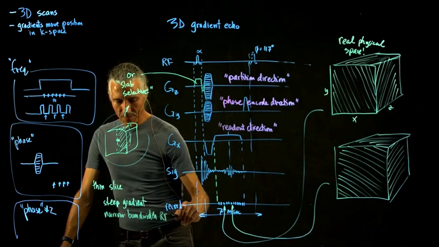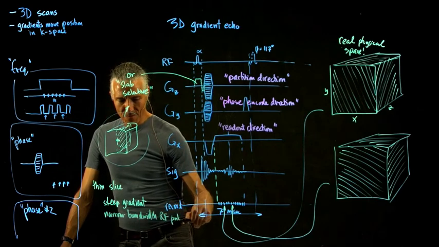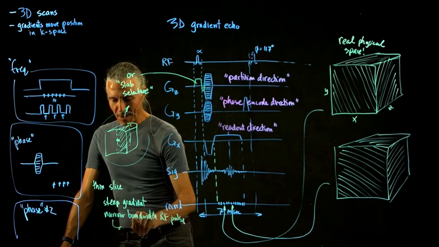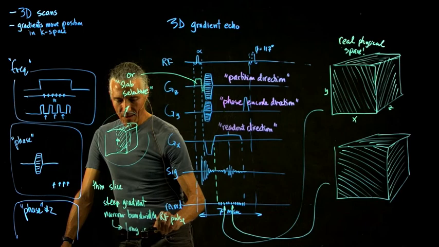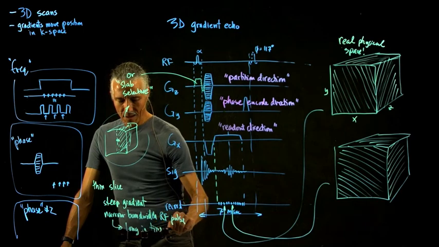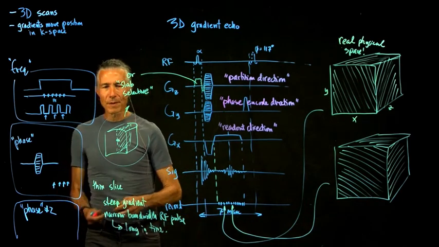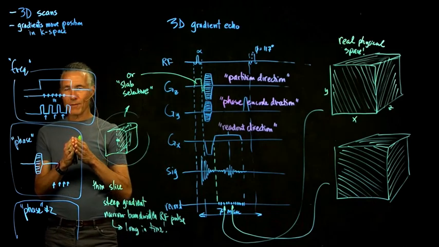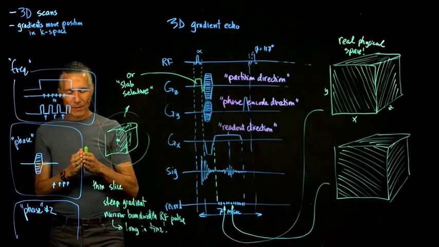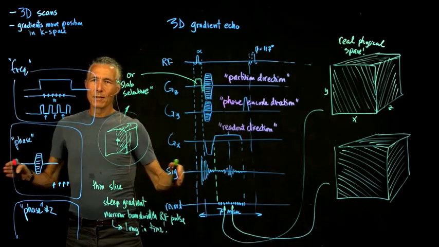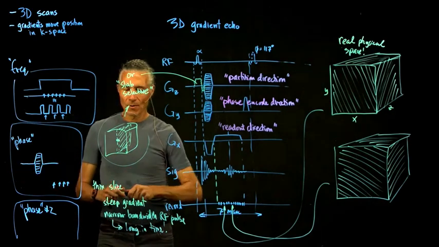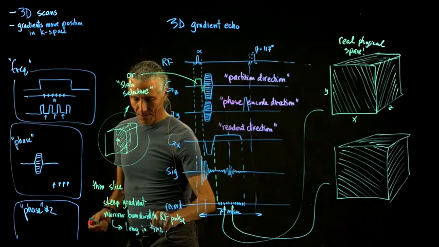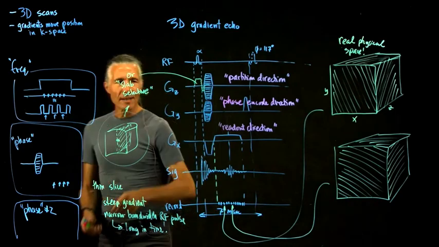RF pulse. Now, if you remember the Fourier, what does that mean? That means long in time. So in order to make a thin slice, you need a narrower band of frequencies. A narrower band of frequencies corresponds to a wider, a longer sinc pulse or Gaussian pulse, whatever. So then that starts cutting in.